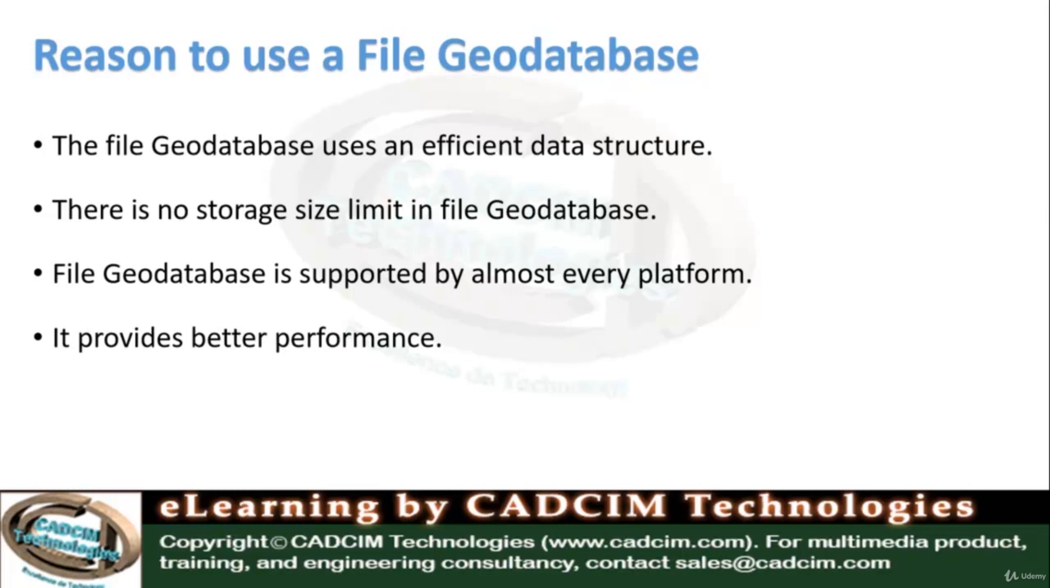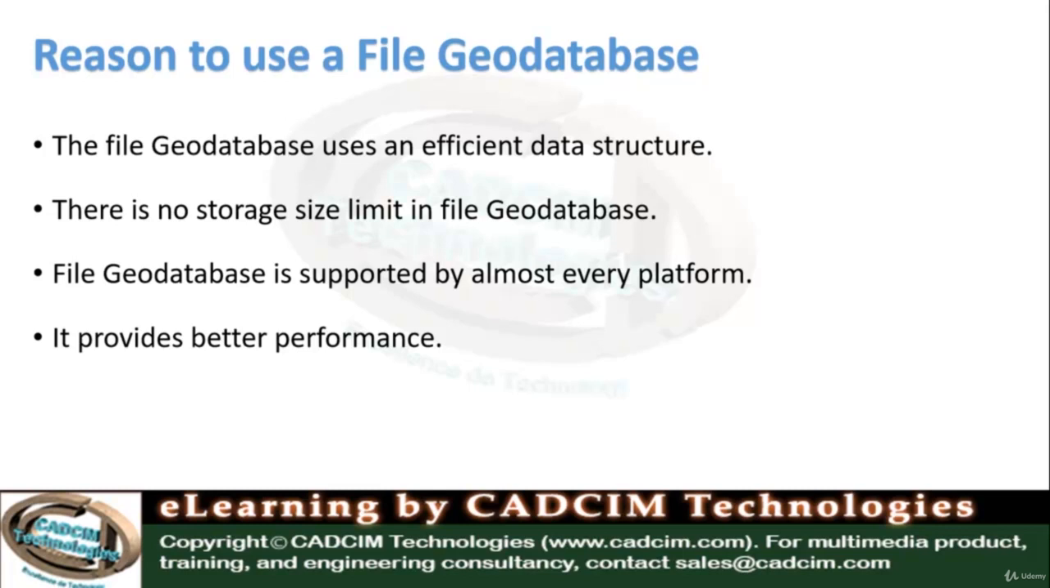File geodatabase is supported by almost every platform like Windows, Linux, etc. It also provides better performance. For example, it can easily support a geodataset with more than 300 million features and datasets, which can be scaled to more than 500 GB per file while maintaining very fast performance. So these are the reasons why we prefer file geodatabase more than personal geodatabase.